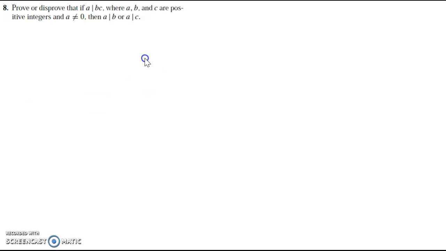Okay, so for the next problem, problems 6 and 7 are very similar to problem 8, so I'm going to go ahead and do problem 8 for you guys. Prove or disprove that if A divides BC, where A, B, C are positive integers and A is not greater than 0, then A divides B or A divides C. So this is a special case.